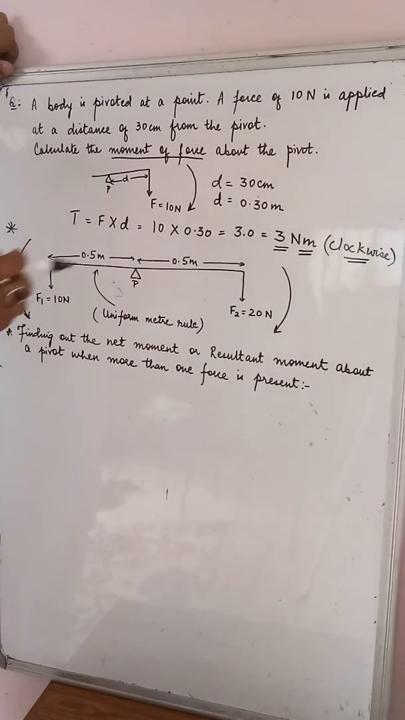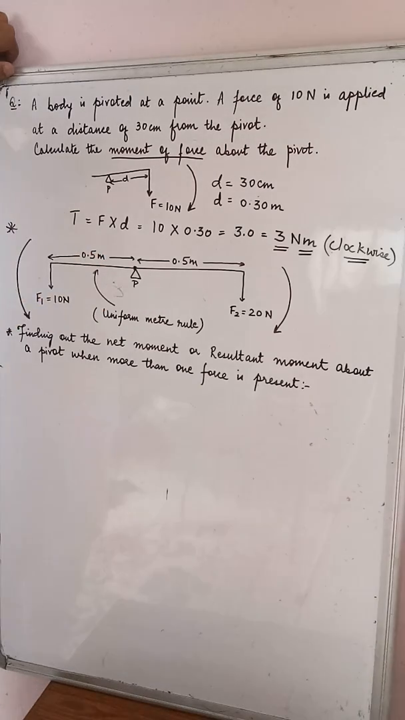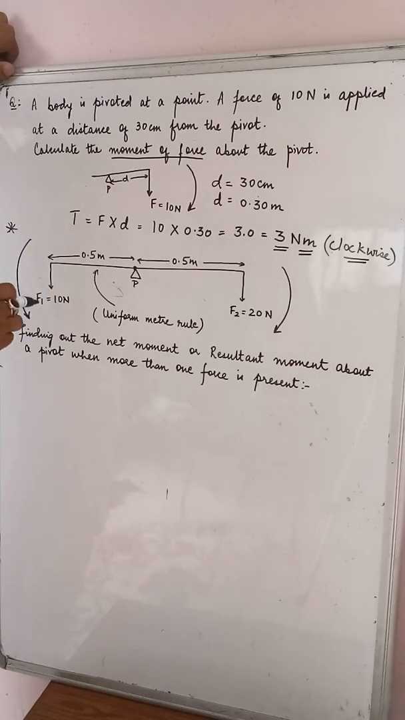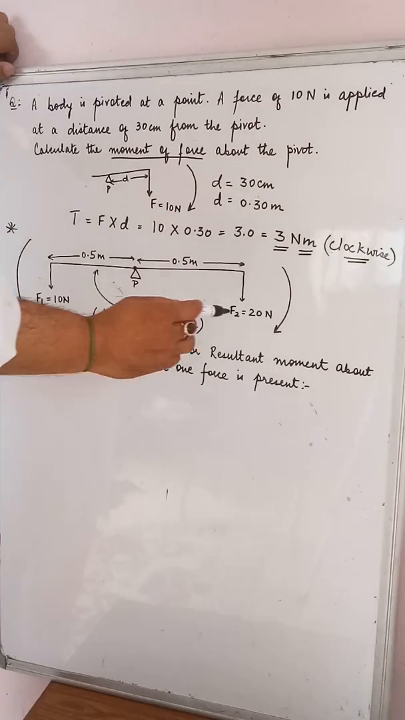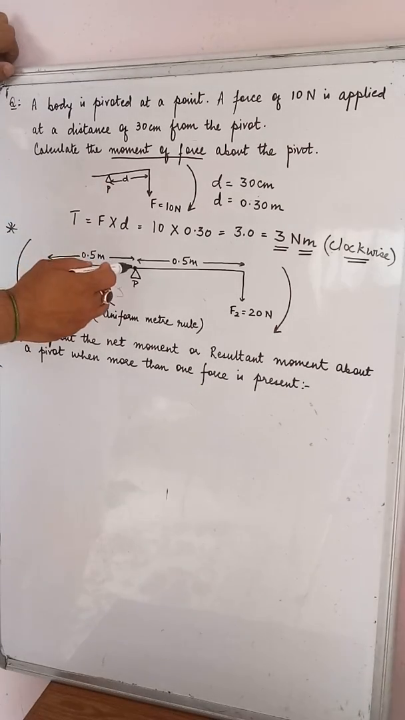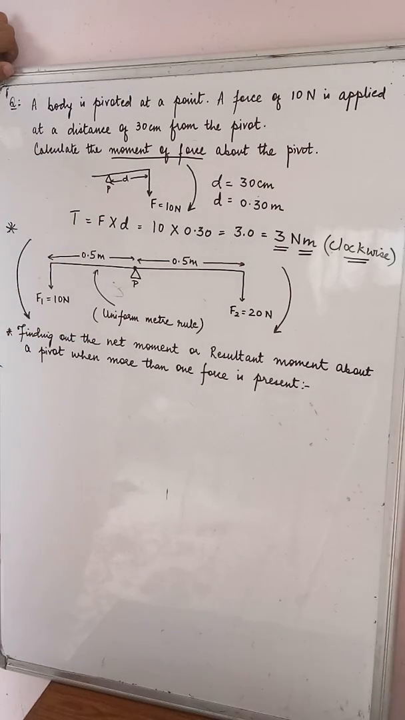Now it is pivoted, as you can see, at point P once again. So this is the fixed point, this will not move. These are the two free ends. Now there are two forces acting. One is F1 of 10 newtons, the other one is F2 of 20 newtons. The values are different, but the distances of these two forces from the pivot are the same. So 0.5 meter here also, 0.5 meter here also.